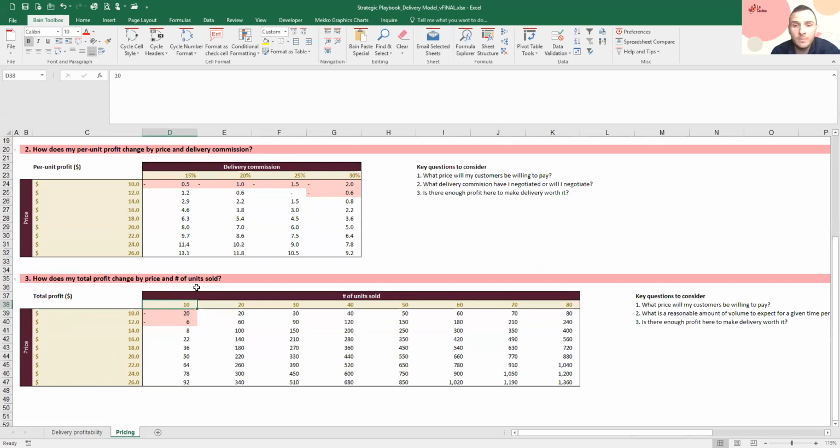So again, let's take an example. This 360 number here is your total profit given that you are selling 40 units and you are selling them at $18 per unit. Again, this is a hopefully useful financial tool to just get a directional sense for how you can price delivery items, but you should play around with it and see what makes sense for your individual business.